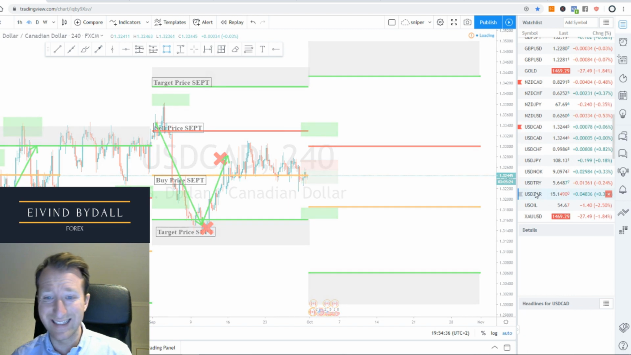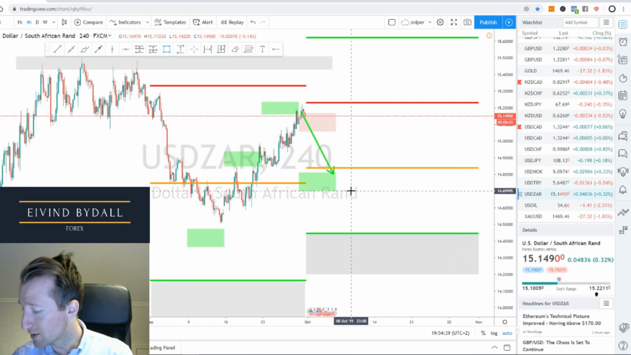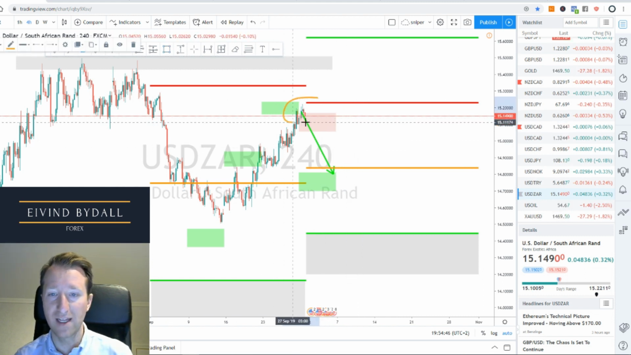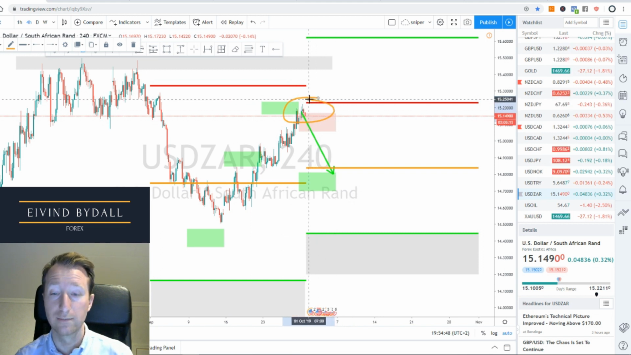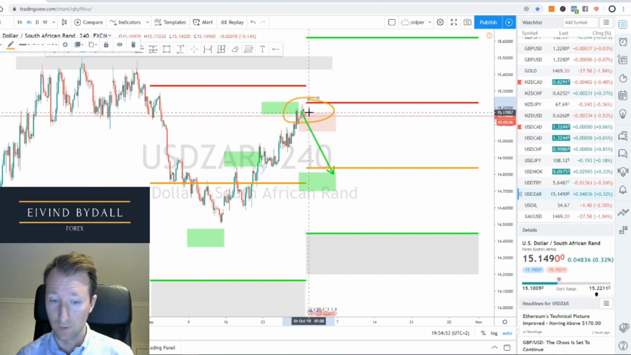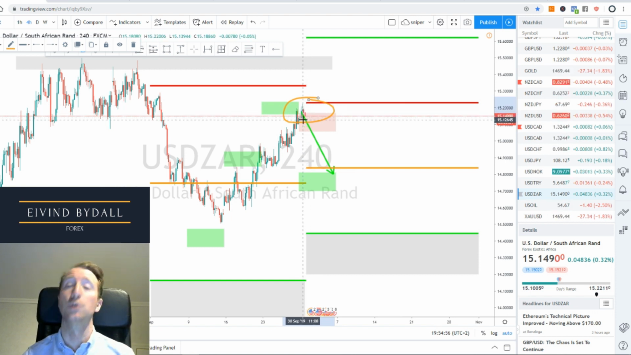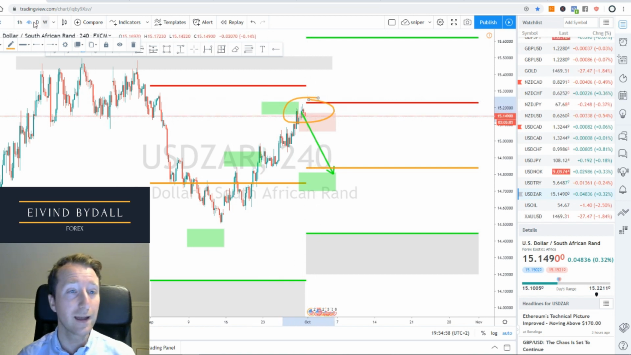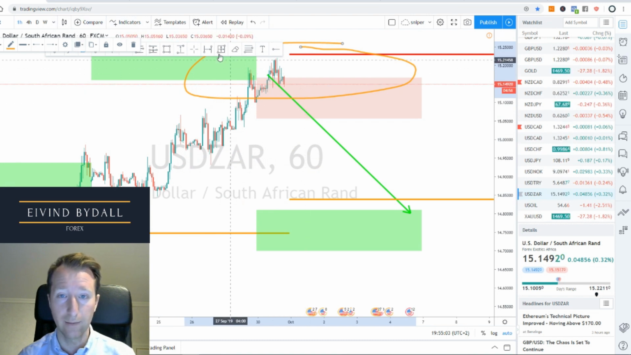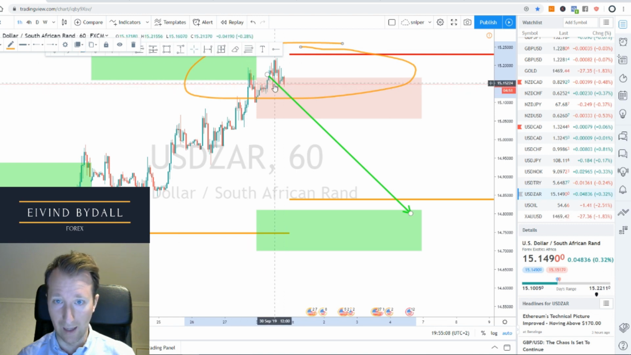Where are we? USDZAR, anyone? Anyone up for ZAR? I was requested ZAR. We can do ZAR. That is, by definition, your entry for the week of October. If you don't find anything better to do, that is the price. And then what do you do? Well, you need some kind of reversal. Okay, we now have a new high. We now have a new low. And then after that, what happens?